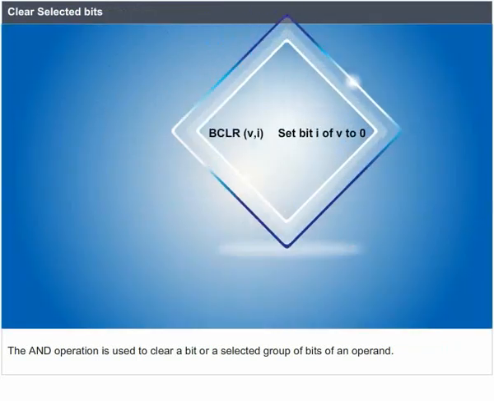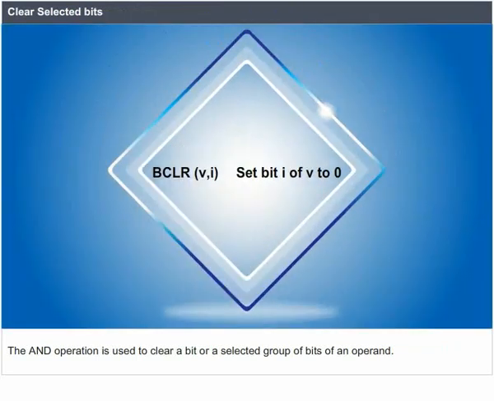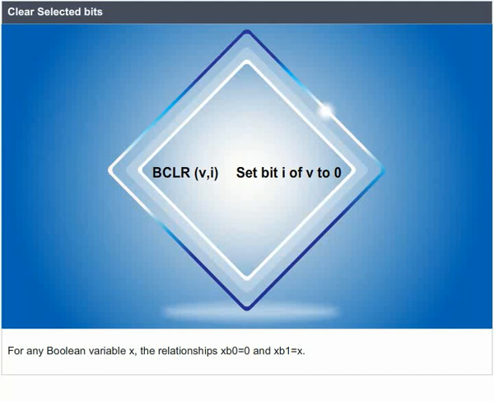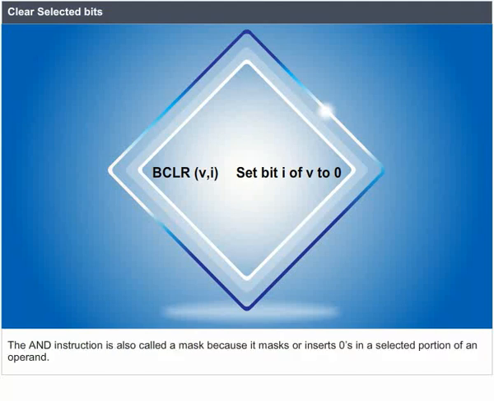Clear selected bits. The AND operation is used to clear a bit or a selected group of bits of an operand. For any Boolean variable x, the relationships x·0 is equal to 0 and x·1 is equal to x. The AND instruction is also called a mask because it masks or inserts zeros in a selected portion of an operand.